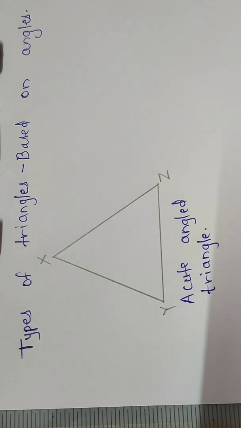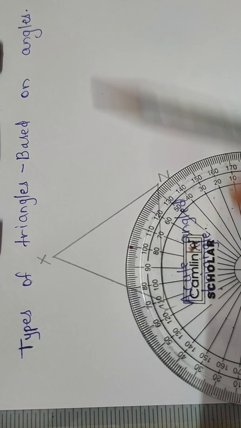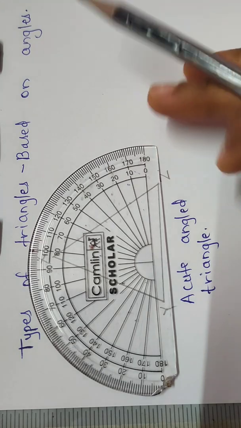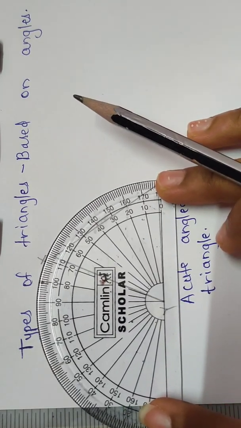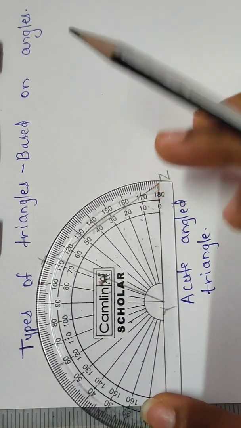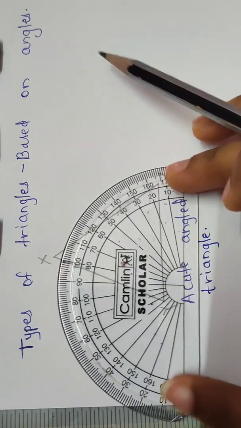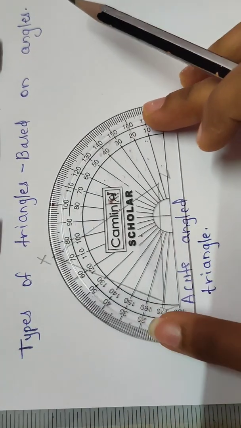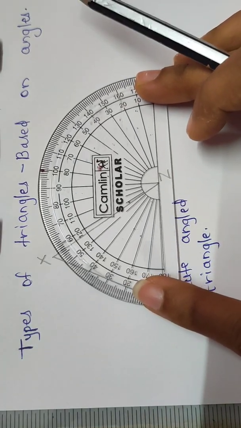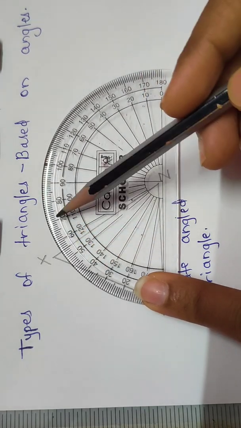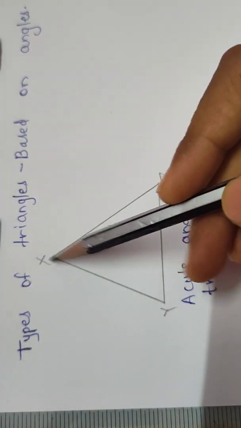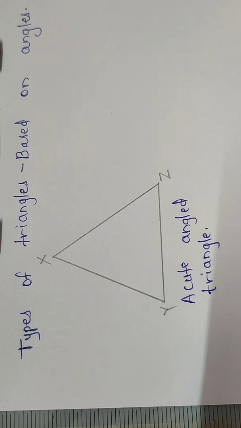Now how to identify the three angles to be less than 90 degrees? You have a protractor, you place it on point Y, and see that it is less than 90 degrees. Same way you place it on point Z, it is less than 90 degrees. Same way X is also less than 90 degrees. Therefore, the given example is an acute angled triangle.